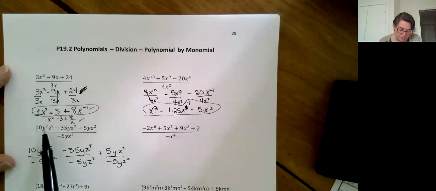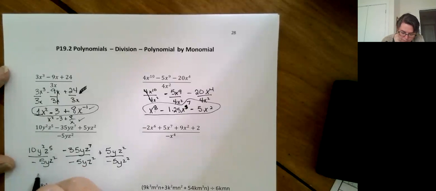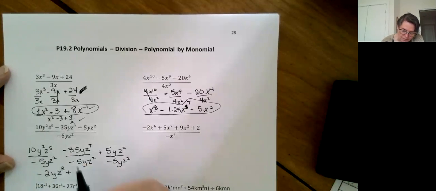Okay, with all those variables, 2, 5, and a 7 in there. All right, so 10 divided by minus 5 is minus 2. Y squared divided by y is going to give me y. Z to the 5th divided by z to the 3, z to the 2, getting z cubed. Now a negative divided by a negative gives me a positive. 35 divided by 5 is 7.